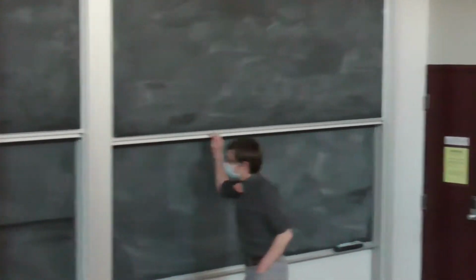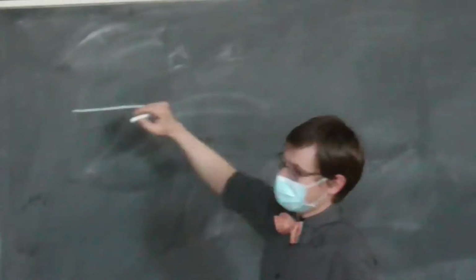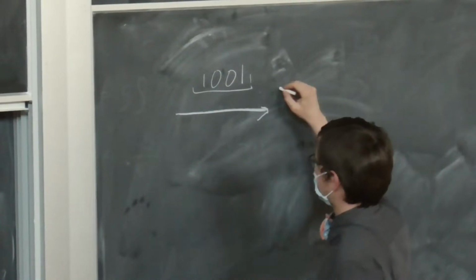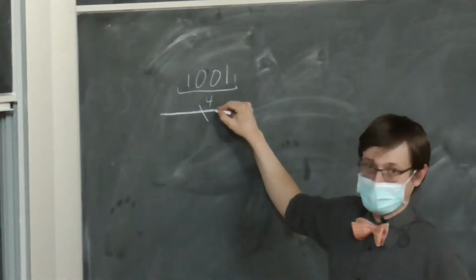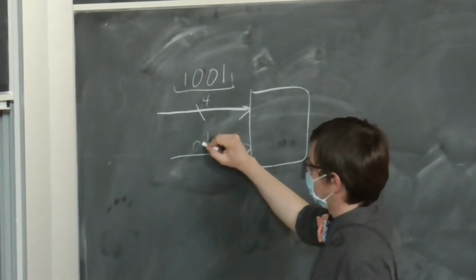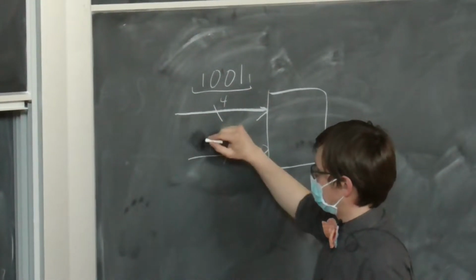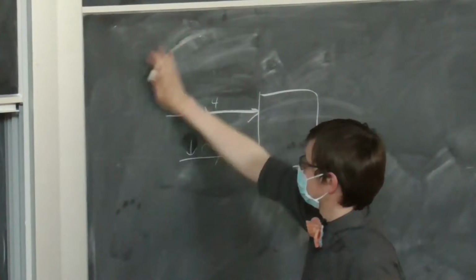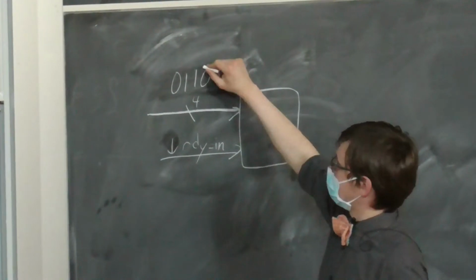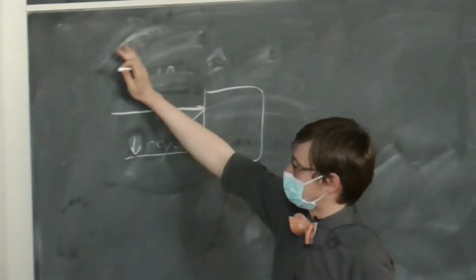Let's say you have the data line. The first thing that happens is it sends some sequence of 4 bits. This is actually a 4-bit line, into the module. Ready in goes high for that. Then it goes low, and we don't care what's on this. Then another 4 bits come in over there. Ready in goes high again. Then it goes low again, and we don't care what this is.